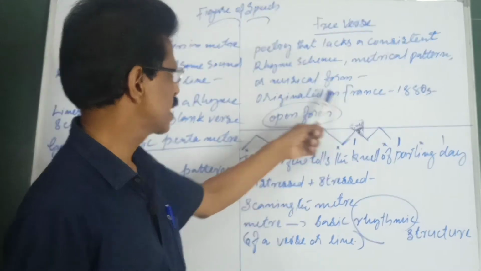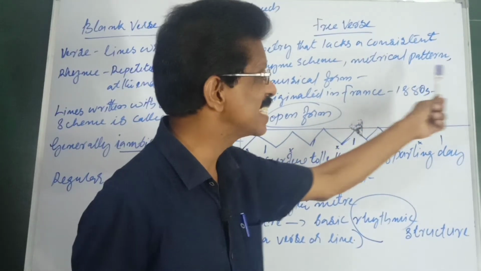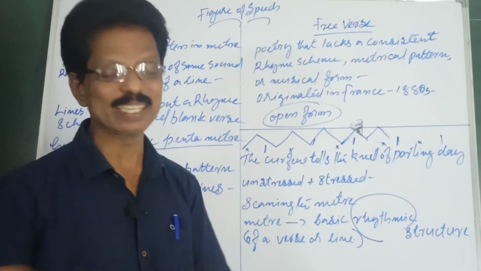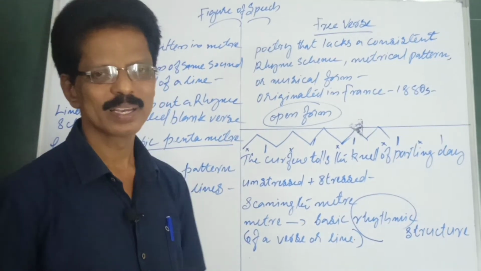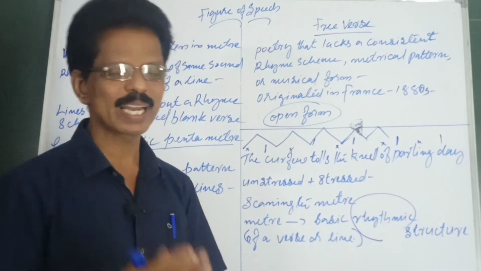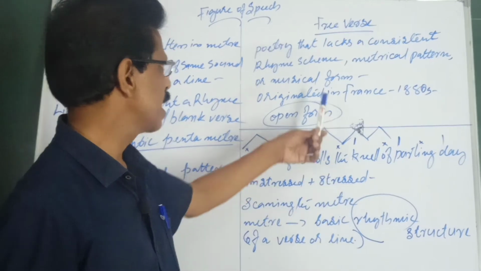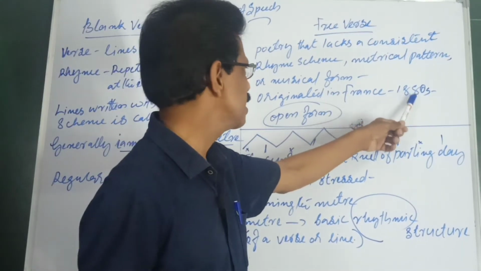It originated in France in the 1880s. Not exactly 1880, five years before or five years after, in the 80s, 90s. Like that you say, no? In the 90s means not exactly 90, five years before, five years after, in that ten-year period. Okay, it began in France in the 1880s.